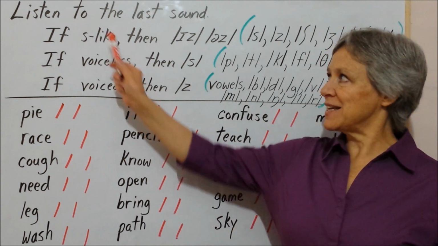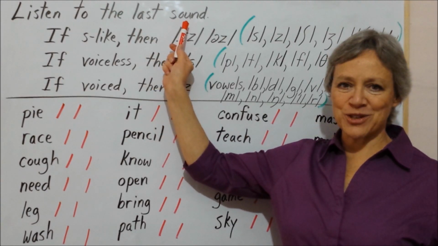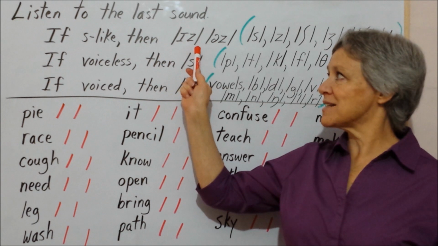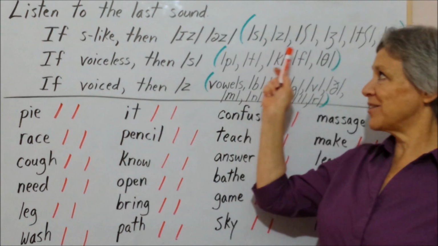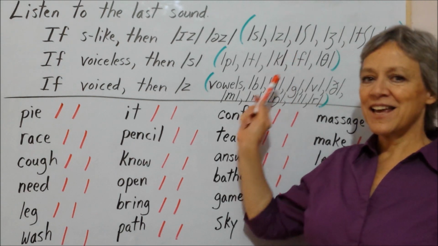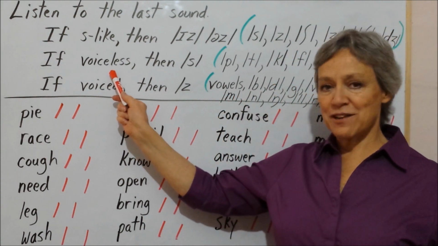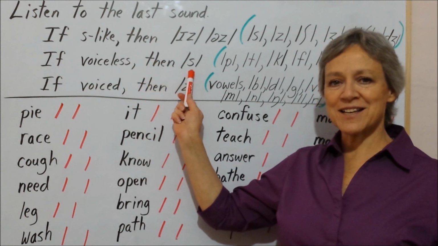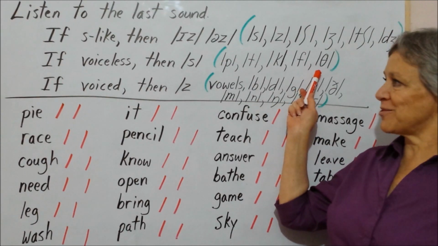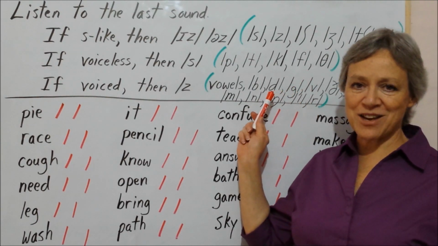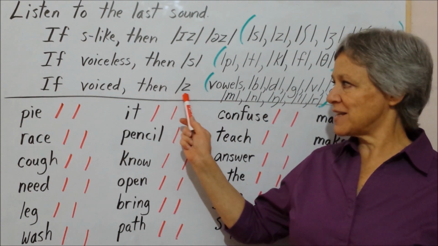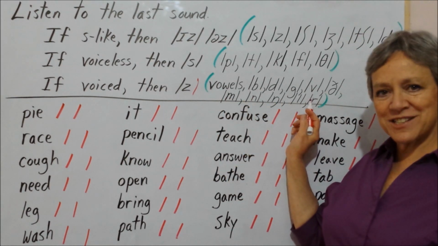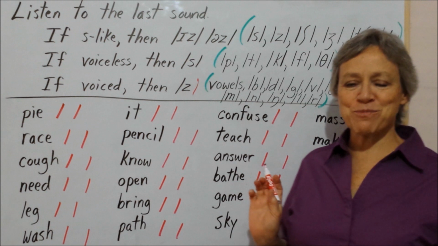So what you should do is listen to the last sound of the word, and if the last sound is S-like, the S ending sounds like iz. These are the S-like sounds. If the last sound of the word is a voiceless sound, other than these up here, then the S ending sounds like S, and these are the voiceless sounds. If the last sound of the word is a voiced sound, then the S ending sounds like Z. And these are the voiced sounds. So let's practice.